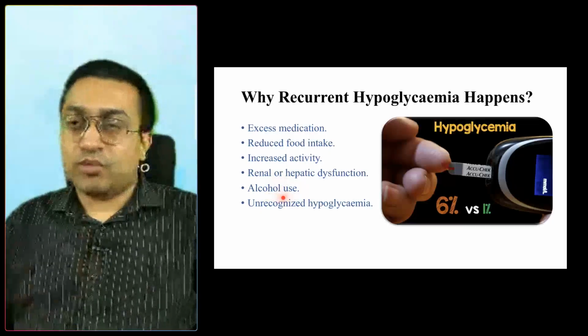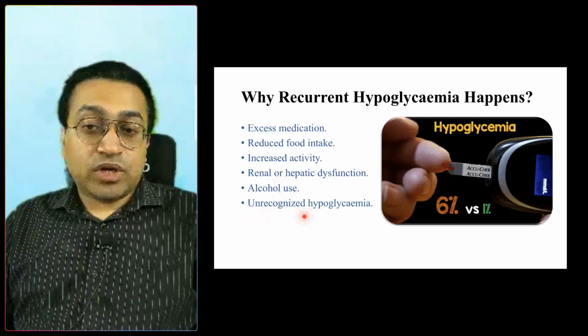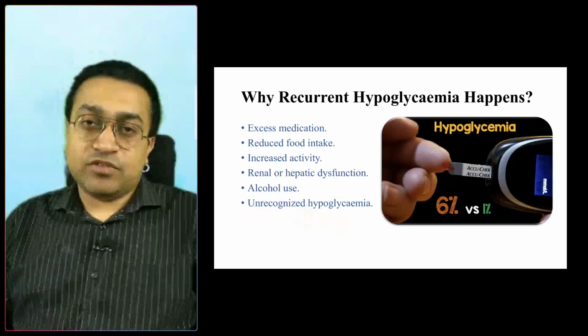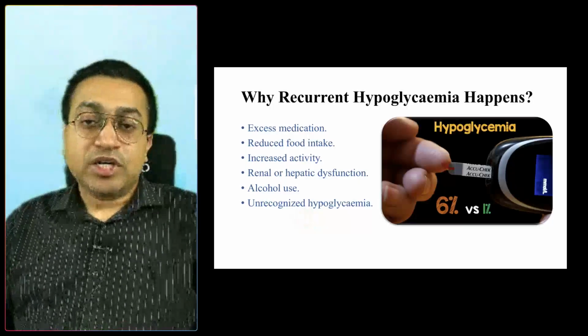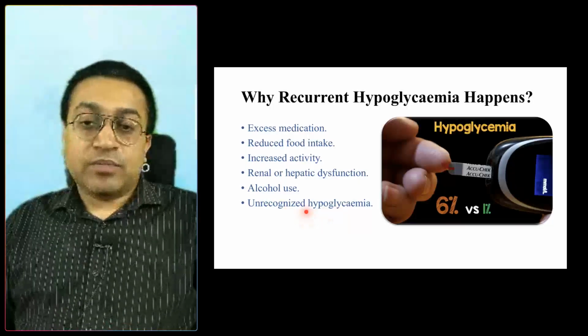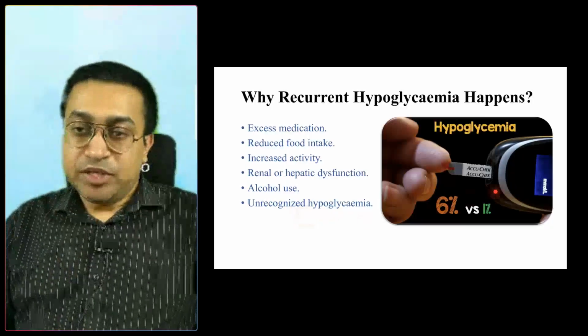Alcohol use, I think most of you are aware, is the biggest problem. Then unrecognized hypoglycemia. The patient is having hypoglycemic episodes, but he's not aware of it. I will talk about that unawareness in the eventual slides. But this is something which, again, as a doctor, you have to make sure you ask the patient.